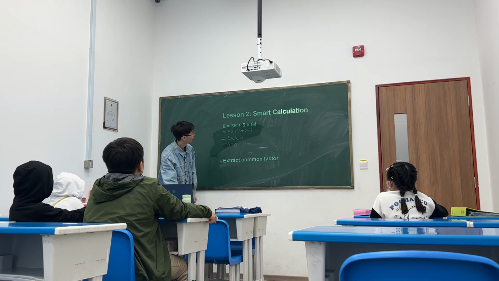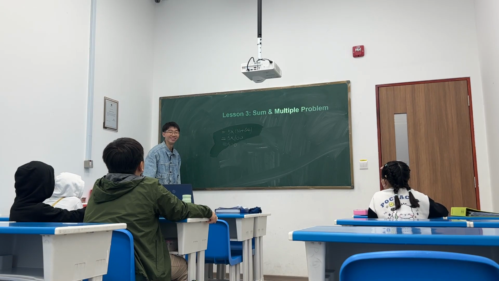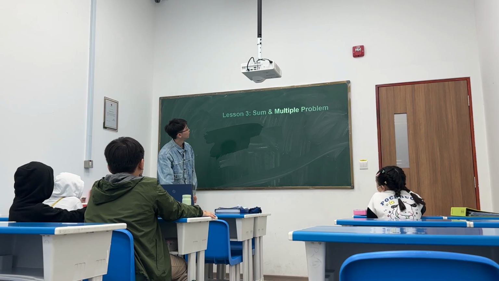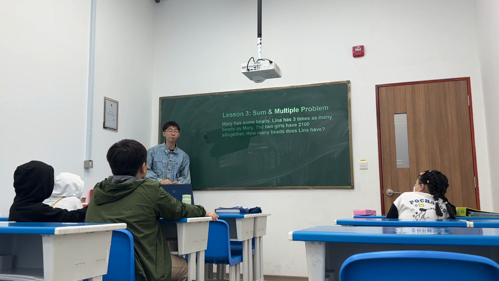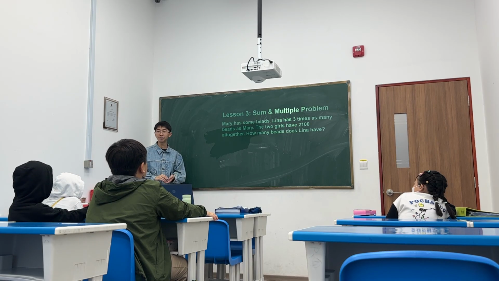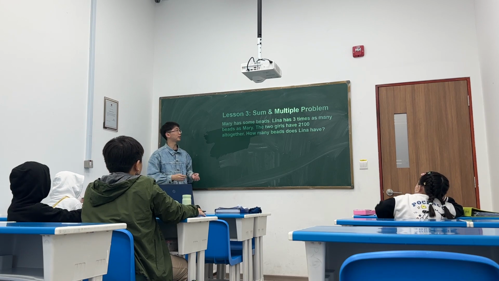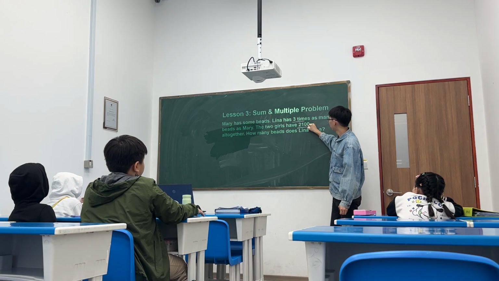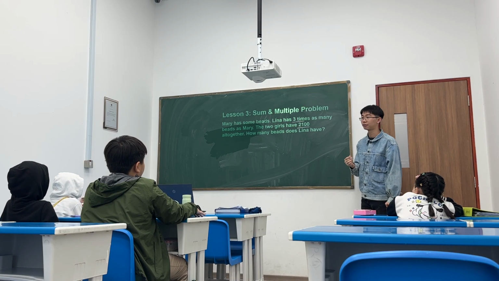Okay. Now moving on, in lesson 3, we are thinking about word problems. In word problems, first of all, we have taken a look at the very basic sum and multiple problem. Now let's read this question again. It says Mary has some beads. Lena has 3 times as many beads as Mary. The 2 girls have 2,100 beads altogether. How many beads does Lena have?